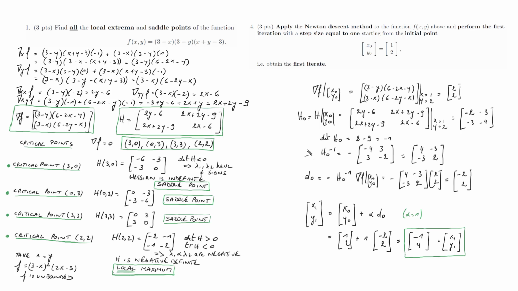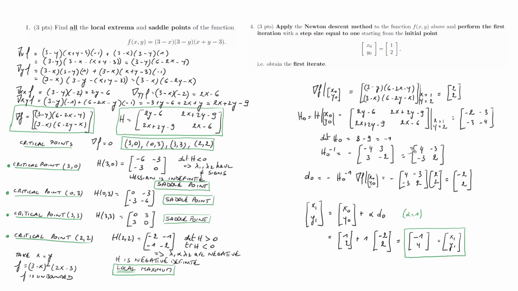For the descent direction, since we're using Newton's descent method, we need the gradient evaluated at the initial point, and the Hessian evaluated at the initial point, right? So if you plug in x is equal to 1 and y is equal to 2 in these expressions, this is what you obtain for the gradient, and this is the Hessian, and these two are both evaluated at the initial point. For the descent direction, we need to take minus the inverse of the Hessian evaluated in x0, y0 times the gradient evaluated at this same point.